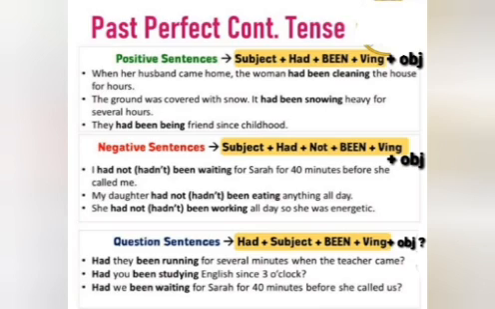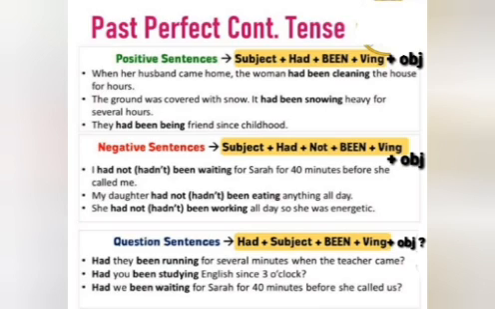Then the negative form is like subject plus had plus not plus been plus V1 plus ing plus object. For example, I had not been waiting for Sarah for 40 minutes before she called me. I is the subject, had from the syntax, not again from the syntax, been again from the syntax, waiting V1 plus ing form, for Sarah is the object, for 40 minutes before she called me is your complement.